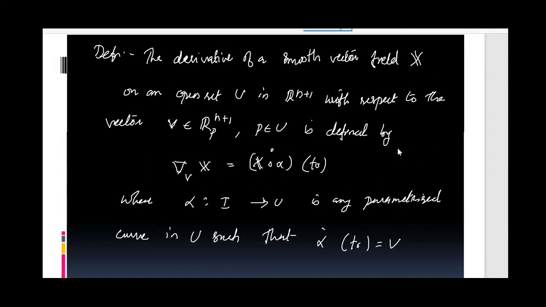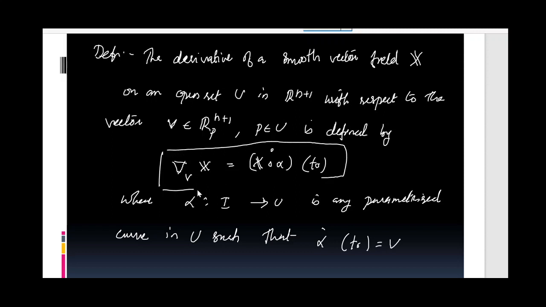So let us see what this is. It says the derivative of a smooth vector field X on an open set U in R^(n+1) with respect to the vector v belonging to R_p^(n+1). Previously we discussed the derivative of a function with respect to a vector. Here what we are going to see is the derivative of a vector field with respect to another vector. So del v of X, by definition, is defined as the derivative of X composed with alpha at the point t naught, where alpha from I to U is any parameterized curve in U such that alpha dot t naught is equal to v.